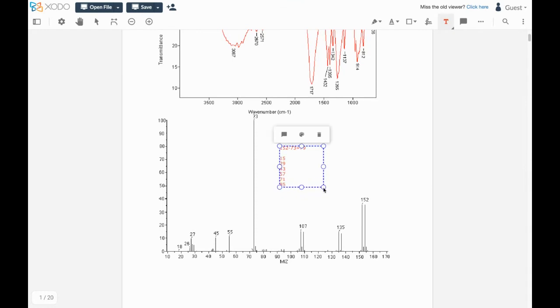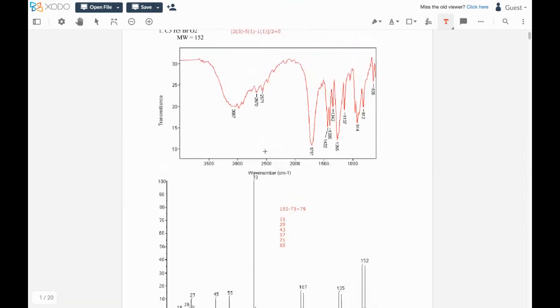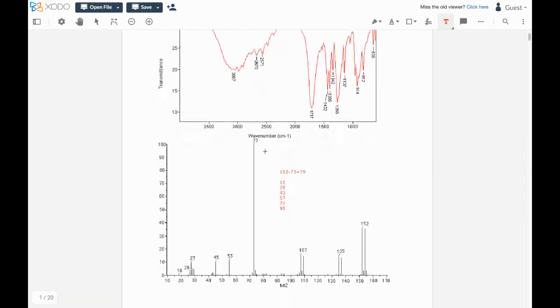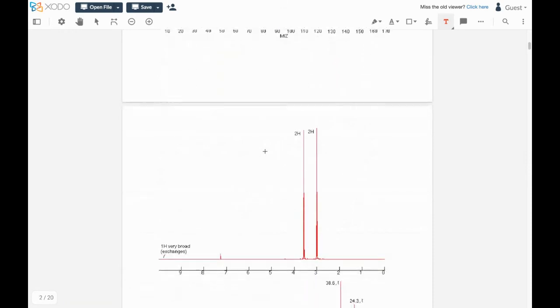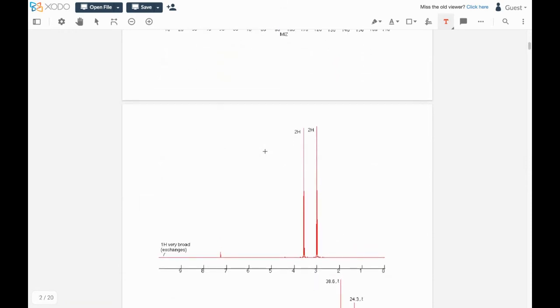Let me make this bigger. Okay. The reason I did 152 minus 73 is to get some type of fragment, so that when we put it together, we can double check it. Of course, there are other factors here as well. So I personally did not find anything useful. So I'm still a little bit confused, and this might be your thought process too. So let's go to the NMR and see if we can pick anything out.